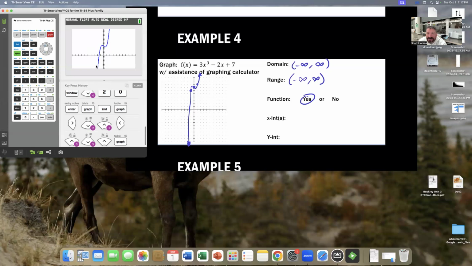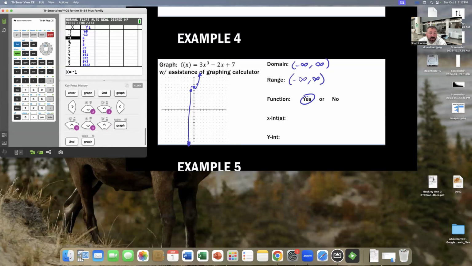X-intercepts. Let's save that one. Let's go and do y-intercept first because that's actually a little bit easier. The y-intercept is just when x equals 0, and we can always see that in our table. So when x is 0, y is 7. So our y-intercept is going to be (0, 7).